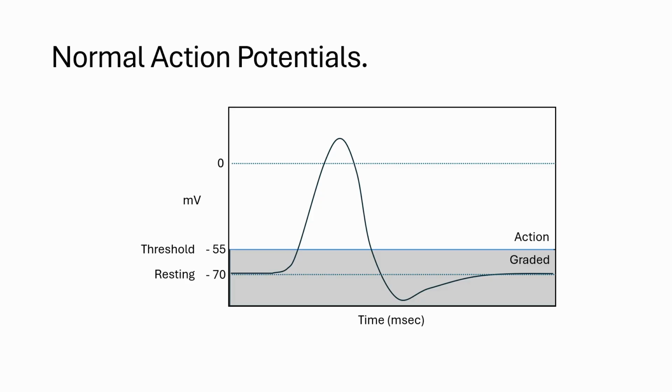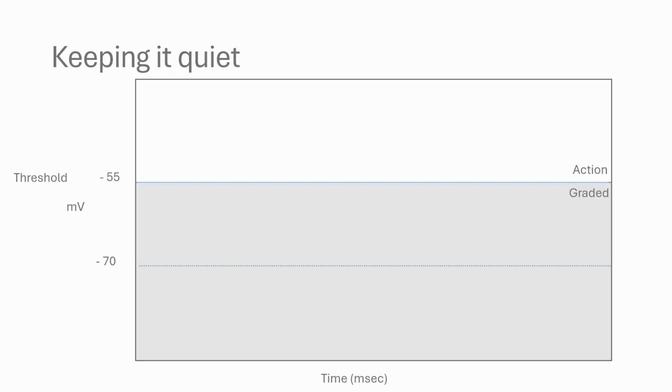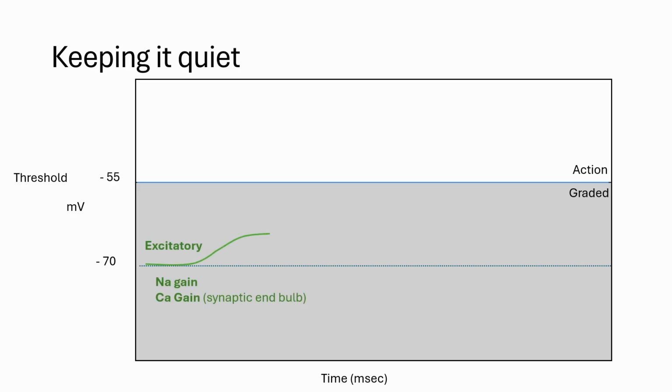Now, how do we play with that? How do we do things like that? So we got ourselves down here below in this graded potential area. We could be sending in some excitatory signals by letting sodium into the cell or letting calcium in at the end of the cell to say, hey, let's do this. Let's drop some signaling molecules. Let's have some fun. Or the reverse of that, an inhibitory signal. Usually that's where chlorine is let in or potassium is let out.